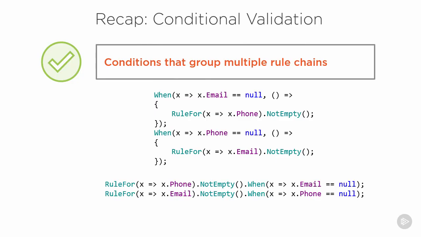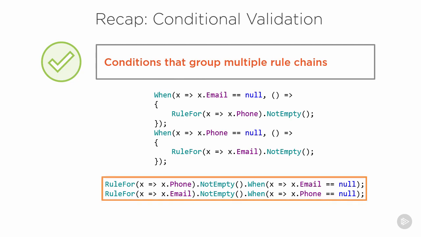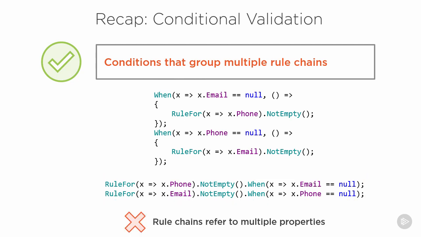Notice that these particular two checks could be implemented using the first version of the when method, like this. But I personally don't like when the same rule chain refers to more than one property, and prefer to use the more verbose yet more explicit syntax.